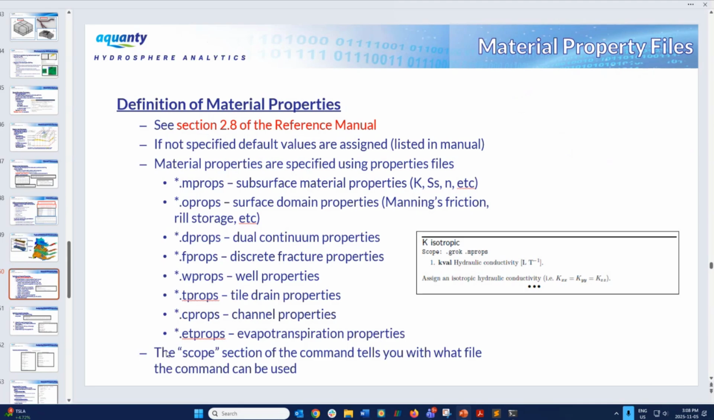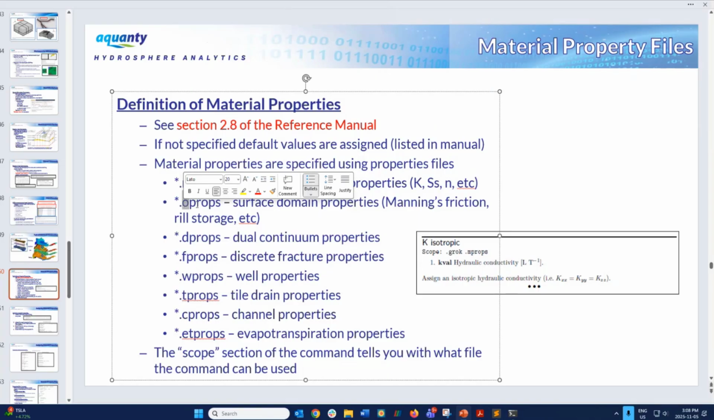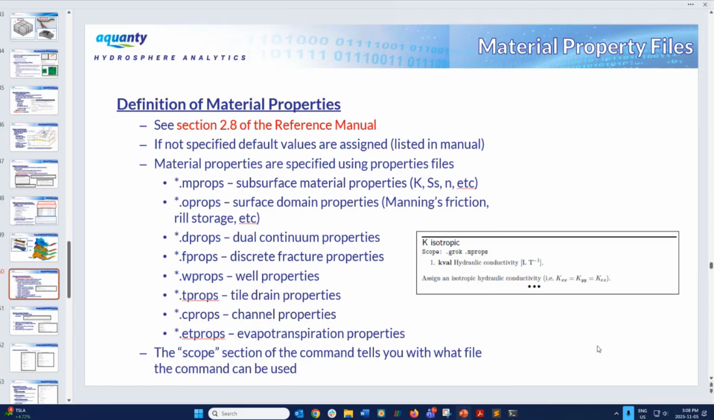The overall process of defining material properties requires, this is the recommended approach. You can do things in a more complex way, but I'm not even going to bother mentioning it beyond that. I'm just going to recommend that you take the approach of defining material zones and use what we call material property files. So again, we have all these different domains, and so we support all these different material property files. The M props file for porous media, O props for overland flow, D for dual continuum, F props for fractures, and W, T, C, and ET for wells, tile drains, channels, and evapotranspiration, respectively.